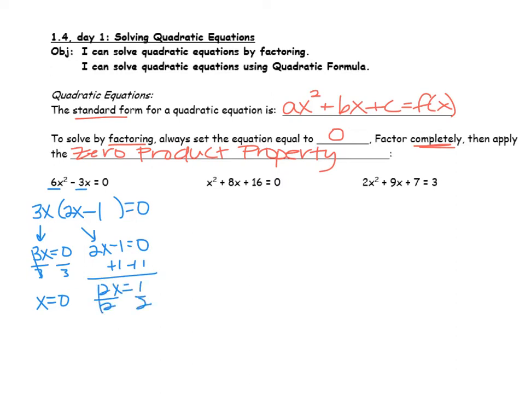Oh, and there's my cat Diesel showing how excited he is that we're finding x-intercepts. There's our other solution. At x equals 0 and x equals 1/2 would be where it crosses the x-axis.